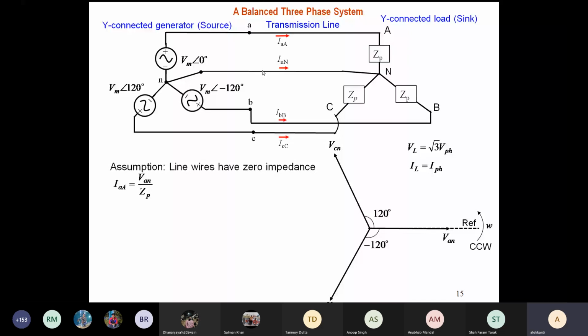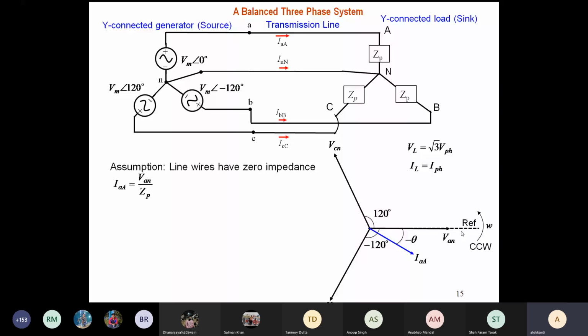Assuming it to be an inductive load, because in the grid there is mostly inductive load, you have a lot of coils. Assuming an inductive load, it will lag the A phase voltage by a certain angle theta, some arbitrary angle.